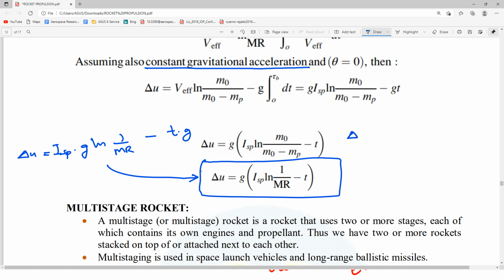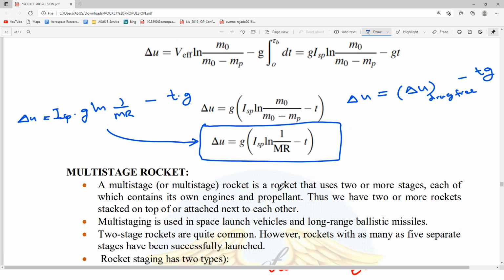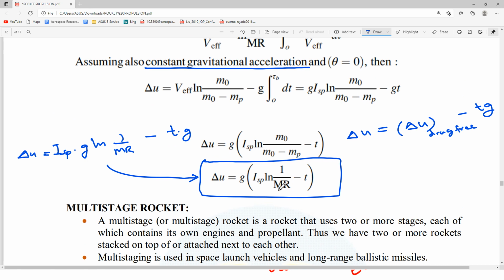So del u with gravity is del u of your drag-free condition minus t into g, basically, right? Okay, now these are the formulas. Please write them down side by side.